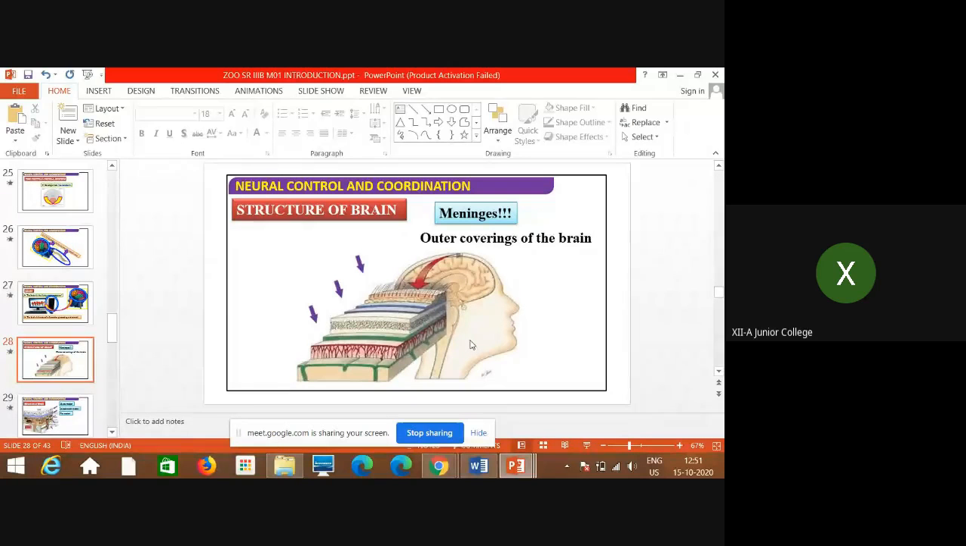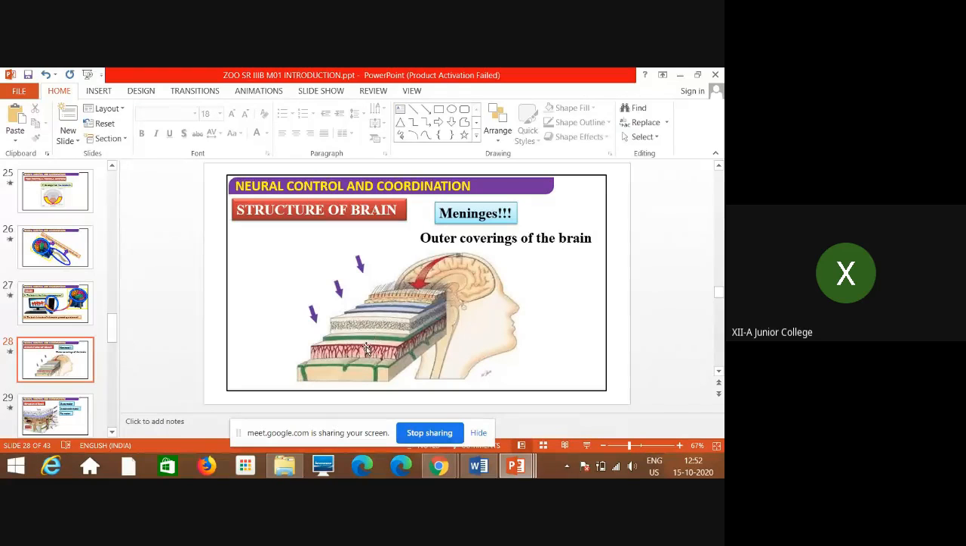Now, when we study the structure, meninges means the coverings, or layers. How does the brain show different coverings? Because it is very delicate and the most important part of the body, isn't it? So it should be protected. These protective layers or coverings are called meninges.